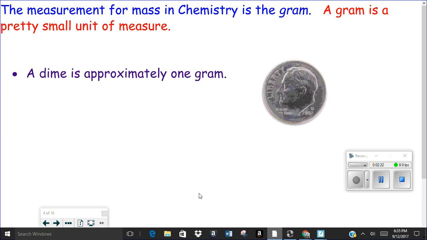The SI, International Scientific Unit of Mass, is the gram. A gram is also a pretty small unit of measure. In comparison, a dime is approximately 1 gram.